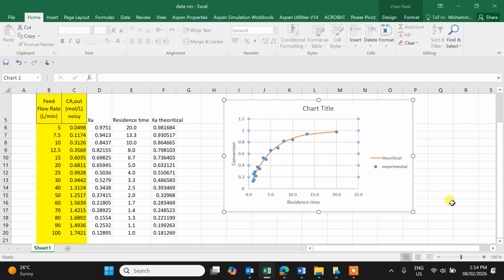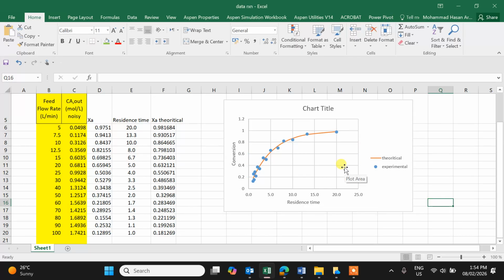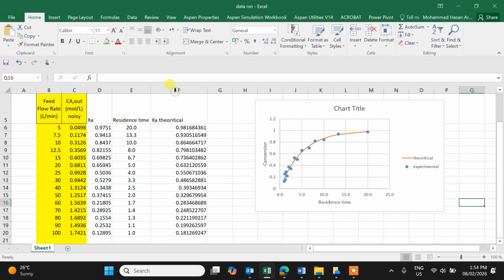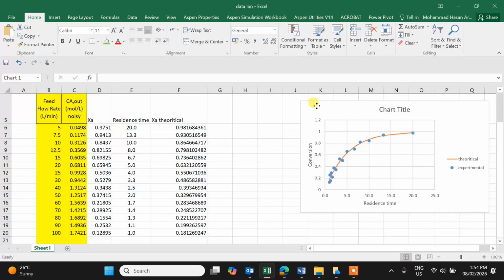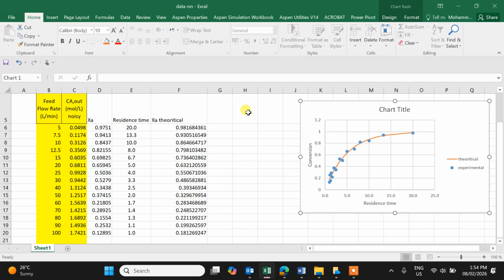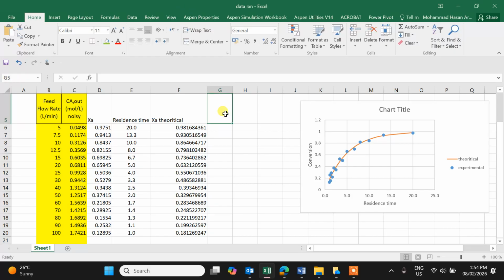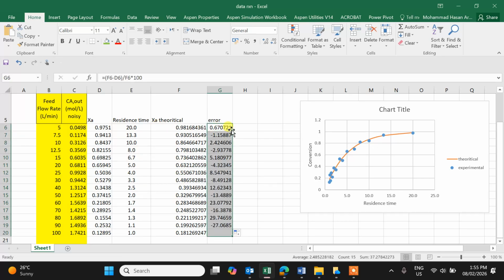Okay, so visually you can see that they are close to each other, and then we can add some statistical analysis to show how the deviation is. So the error between theoretical and experimental is theoretical minus experimental divided by theoretical. So we are comparing with theoretical. Sometimes we have positive, sometimes we have negative.